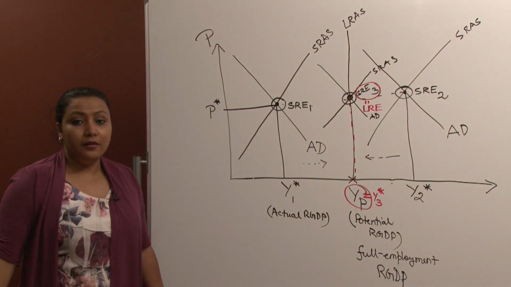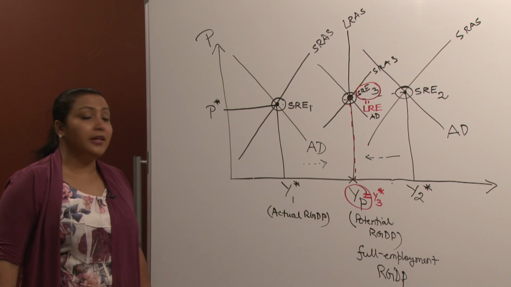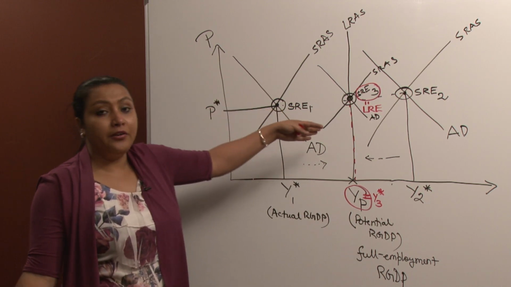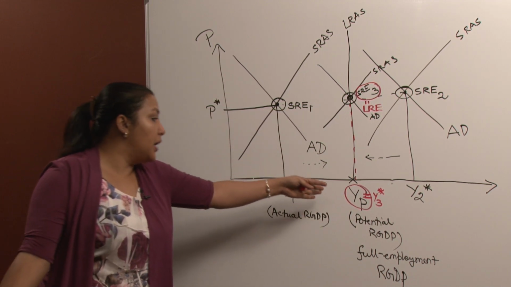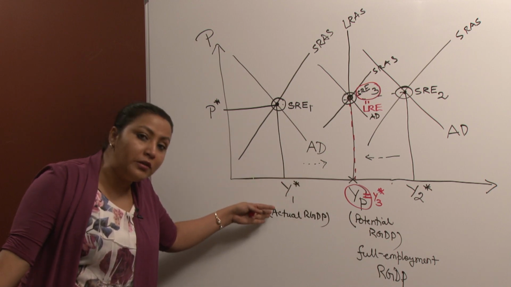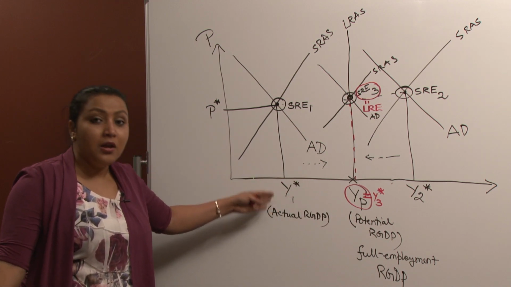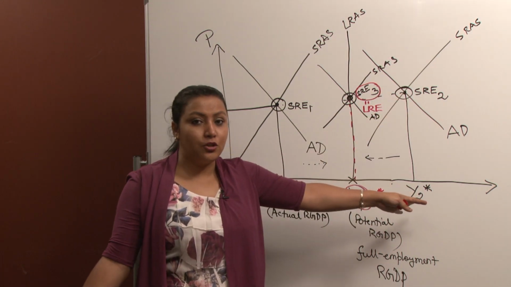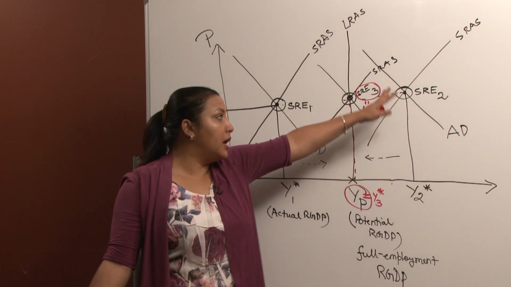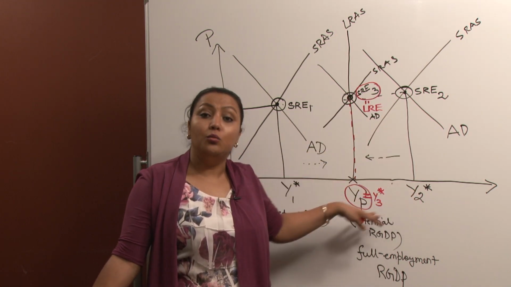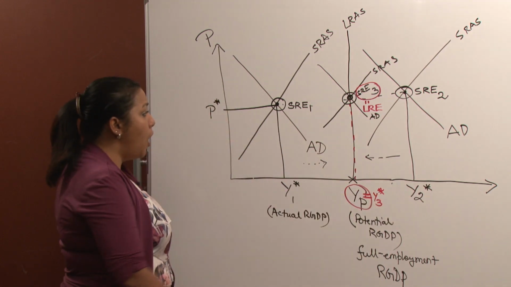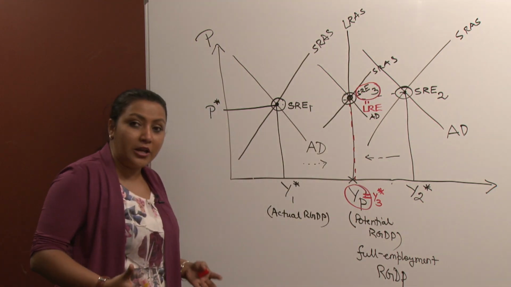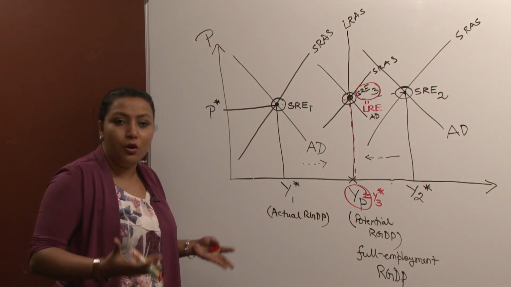Okay. Is that clear? So, that means the country could be in three alternative situations. It could be somewhere like SRE1, where there is underutilization of resources, the country has a real GDP which is below its potential, like Y1 star. The country could be in a situation like SRE2, where there is overutilization of resources above full employment, and the country has a real GDP Y2 star which is greater than the potential. Okay. Or the country could be in a short run equilibrium like SRE3, where it is exactly at its potential, and that kind of an equilibrium is also a long run equilibrium.